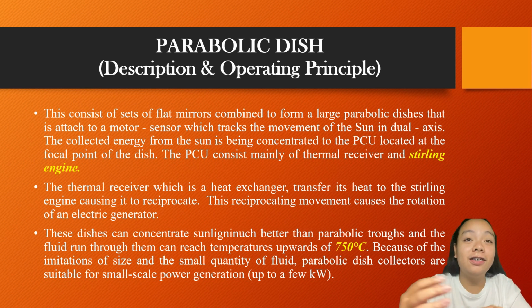These dishes can concentrate sunlight much better than parabolic troughs, and the fluid run through them can reach temperatures upward of 750 degrees Celsius. Because of these limitations of size and the small quantity of fluid, parabolic dish collectors are suitable for small-scale power generation, up to a few kilowatts.